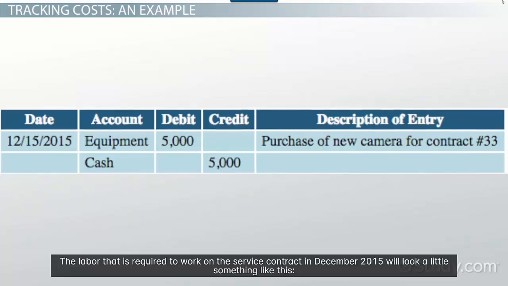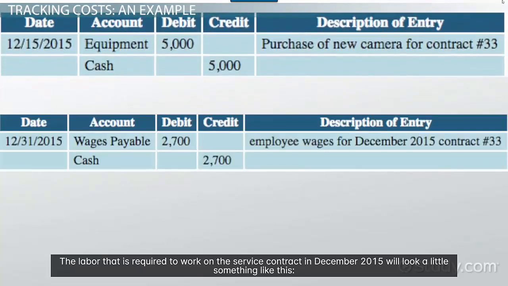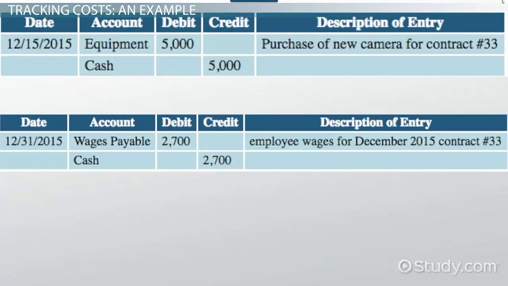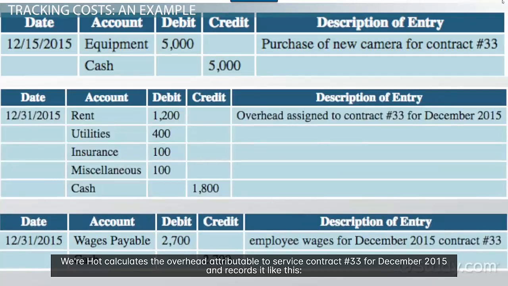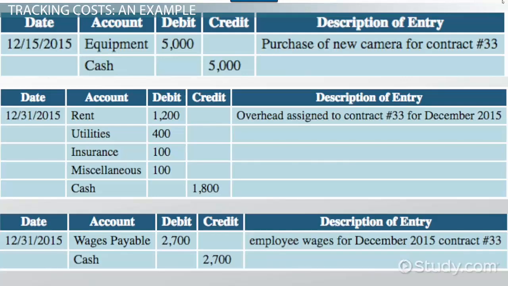The labor that is required to work on the service contract in December of 2015 will look a little something like this. We're Hot calculates the overhead attributable to service contract number 33 for December 2015 and records it like this.